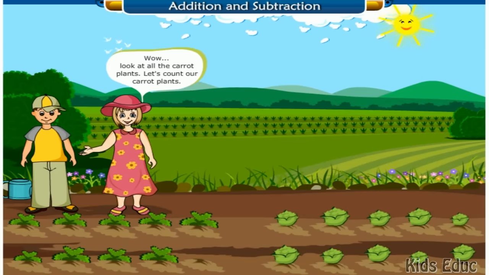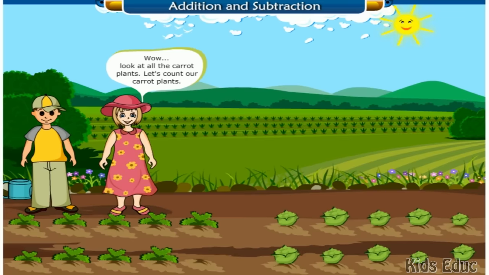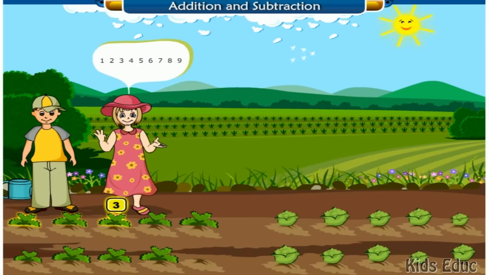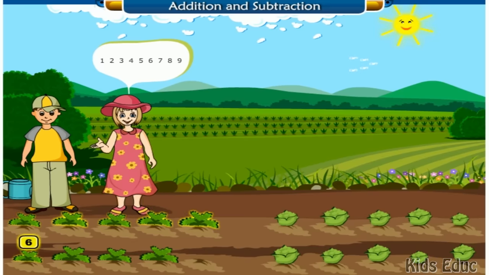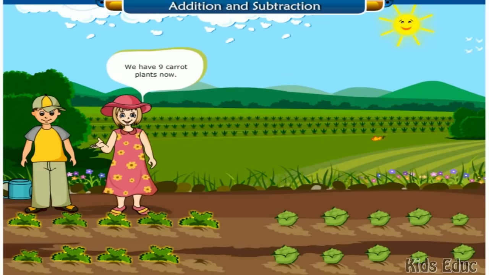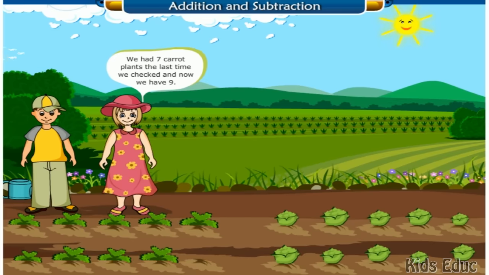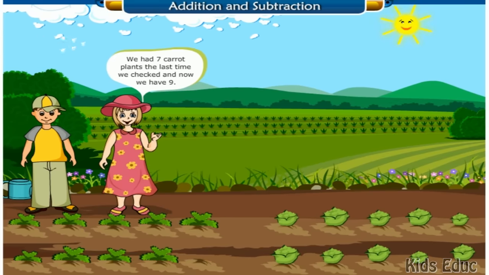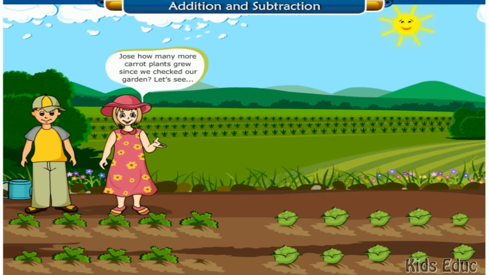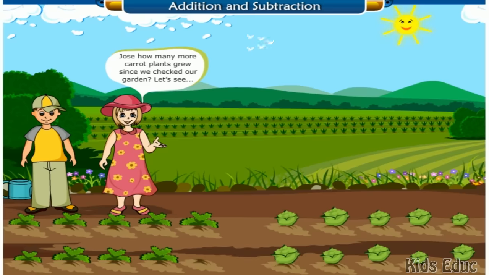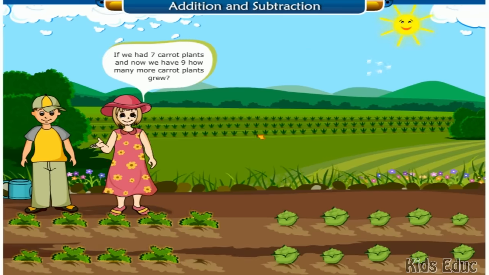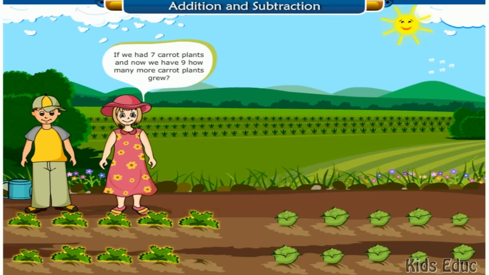Wow, look at all the carrot plants. Let's count our carrot plants. 1, 2, 3, 4, 5, 6, 7, 8, 9. We have 9 carrot plants now. We had 7 carrot plants the last time we checked, and now we have 9. Jose, how many more carrot plants grew since we checked our garden? Let's see. If we had 7 carrot plants, and now we have 9, how many more carrot plants grew?